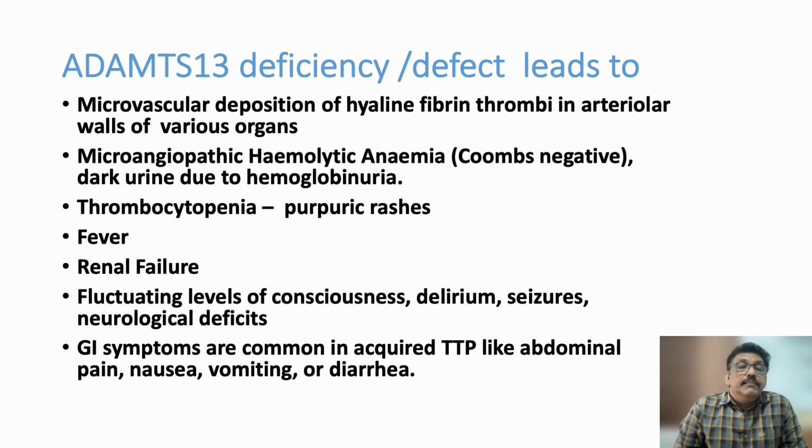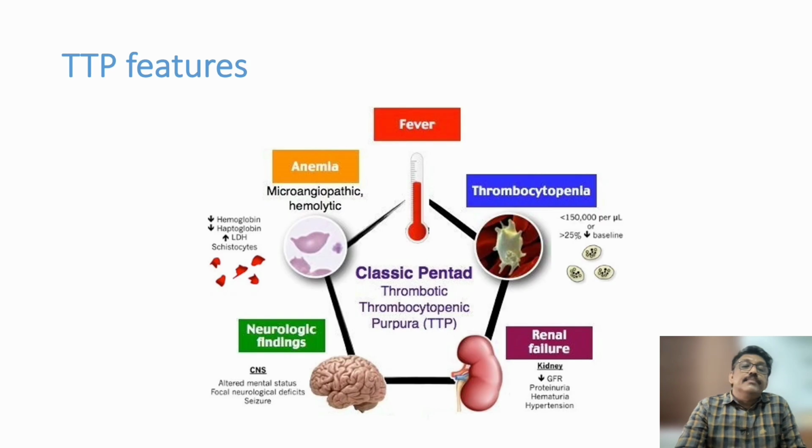Patients can have fever. Many patients will have renal failure. Fluctuating levels of consciousness, delirium, seizures and neurological deficits can also be there in some patients. GI symptoms are common in acquired TTP, like abdominal pain, nausea, vomiting and diarrhea. So this is the pentad of TTP. Patients can have fever, thrombosis and thrombocytopenia. Some patients can have renal failure. Some can have neurological findings like seizures and altered mental status. Then many patients can have non-immune mediated microangiopathic hemolytic anemia that can produce anemia, jaundice, elevated LDH and elevated bilirubin.